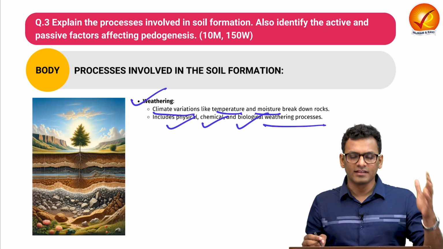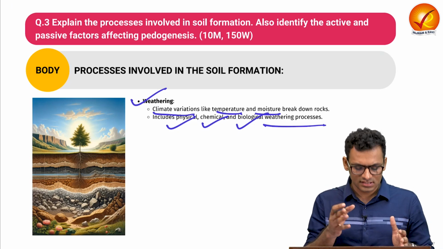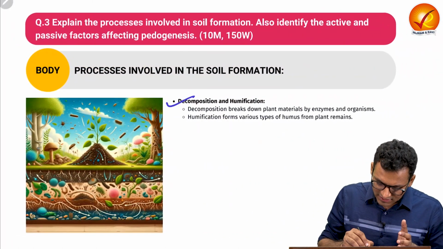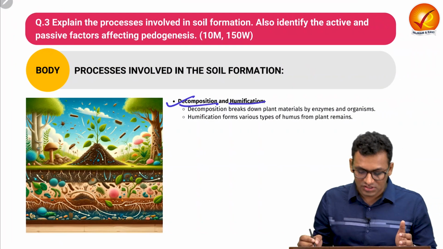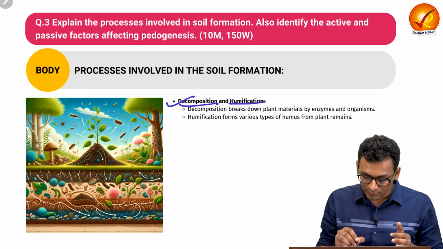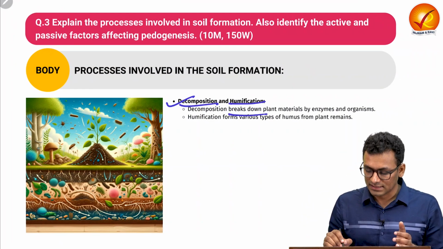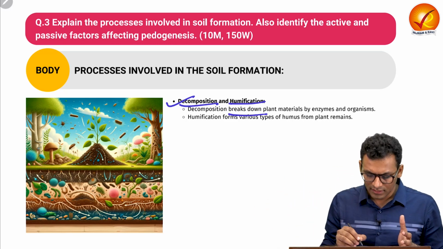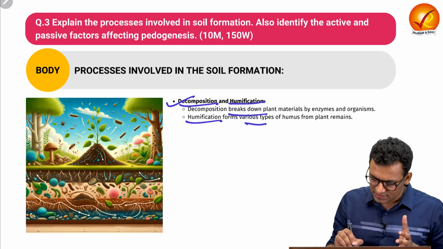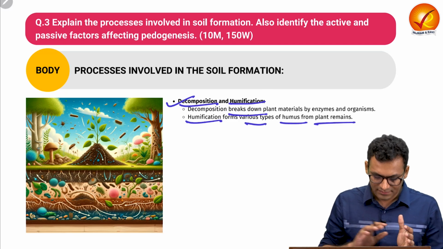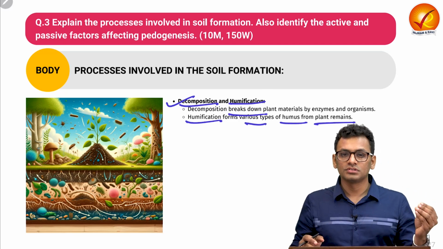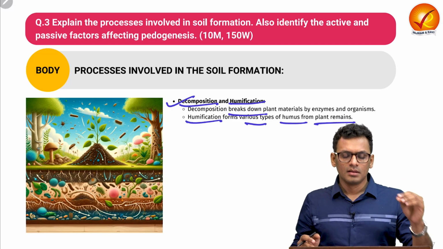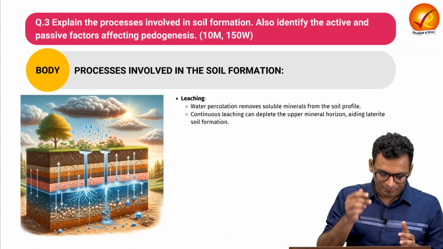So this is the very first process, and the very visible process is weathering. The second is with respect to decomposition and humidification, where we have seen how decomposition breaks down the plant material by enzyme and organism, which again changes the structure of the soil, and humidification forms various types of humus from the plant remains. So this is how decomposition and humidification play a role in soil formation.